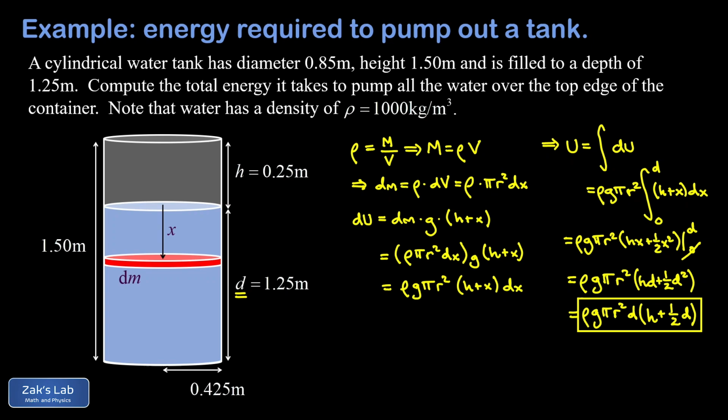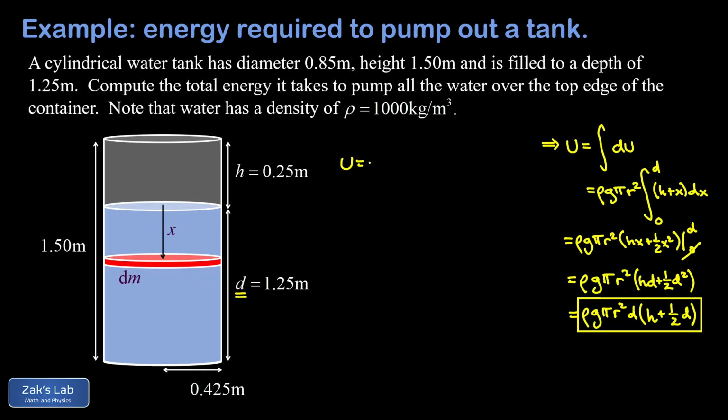So now we can just plug all the numbers in and find out the actual amount of energy it takes to pump out this entire tank. But remember, at the very end, we're going to take a fresh look at how to do this by using the idea of center of mass. So when I plug numbers in, I have 1,000 for the density, 9.8 is an approximation for the acceleration of gravity, and then I have a pi in there. And then I have an r squared, so 0.425 squared.